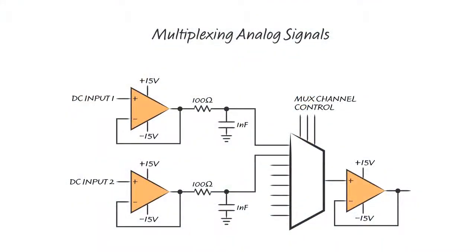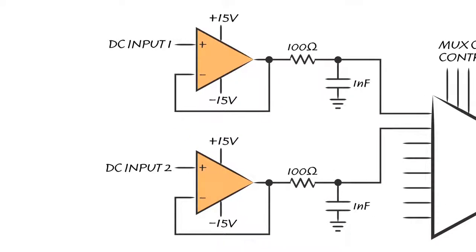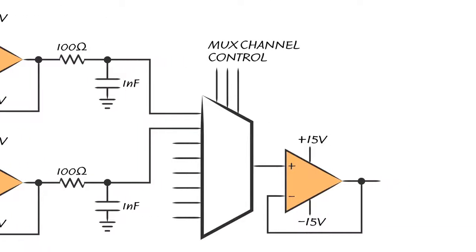This schematic shows what a multiplexed circuit could look like. You have several input signals, each buffered by an input op-amp. You have a multiplexer or mux. Muxes are available from a variety of component vendors and are essentially a collection of analog switches. The switches are controlled by logic signals that select which input connects to the common output.